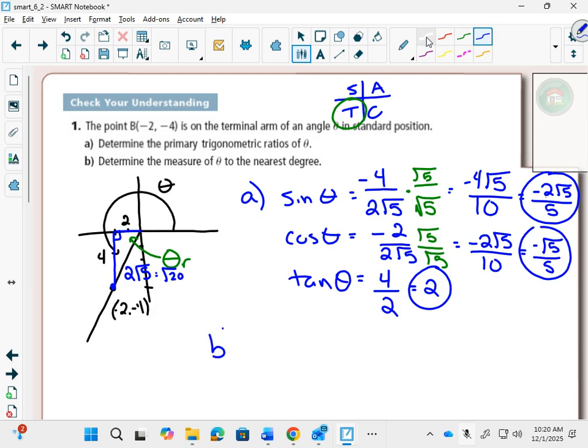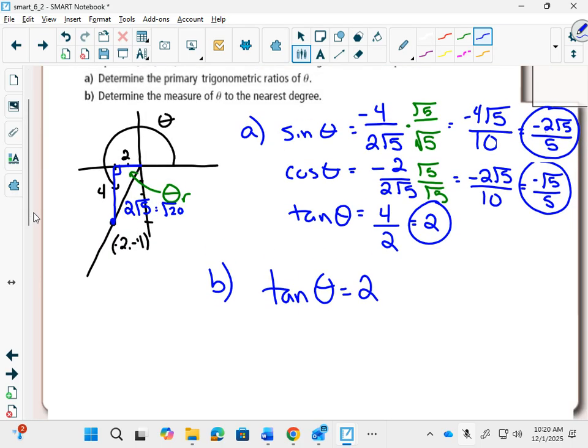Now B, you have to find the angle. And finding an angle, you could use any one of these. One of them, though, does seem to look like it'd be easier numbers than the other ones. So I would probably recommend starting with this one. It's just because the numbers are nicer. Tan of theta is equal to 2. What's going to happen if I do tan inverse of 2 to get theta?